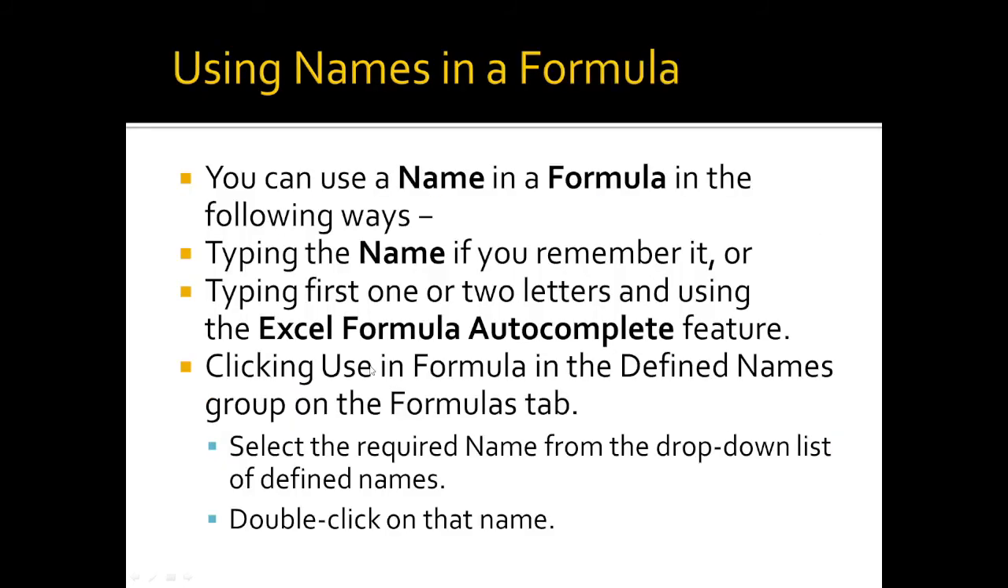Using names in a formula. You can use a name in the formula in the following ways. So first is typing the name if you remember it, or typing the first one or two letters and using the Excel formula autocomplete feature, or clicking Use in Formula in the Defined Names group on the Formulas tab. Select the required name from the drop down list of defined names and then double click on that name. So that's method number 3.